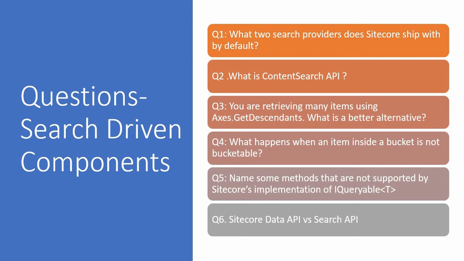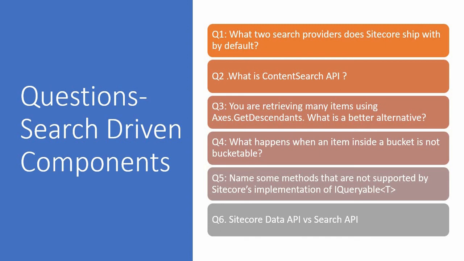The fourth question is, you are retrieving many items using Axes.GetDescendants. What is the better alternative? If you are using Axes.GetDescendants and a lot of items are getting fetched, what will you use, what is the better alternative? The fifth question is, what happens when an item inside a bucket is not bucketable? When an item is not bucketable, what do you need to do and what happens in that case?